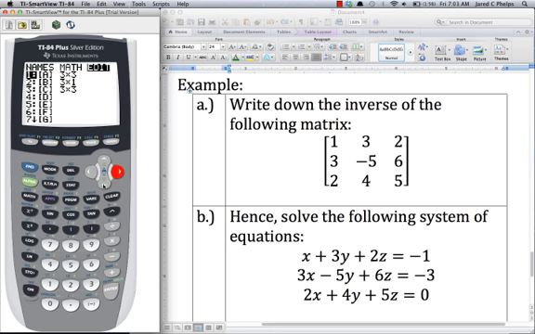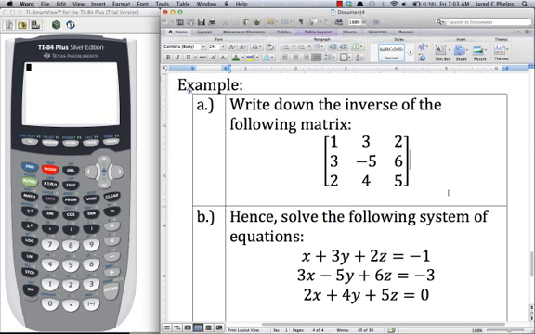Edit, D matrix. There we go. Like I said, while I'm in matrix editing mode, I'm just going to put in this other guy, -3, and the last one's 0, so I'll just leave that one as 0. Alright, so part 1 of this thing, write down the inverse of that matrix.